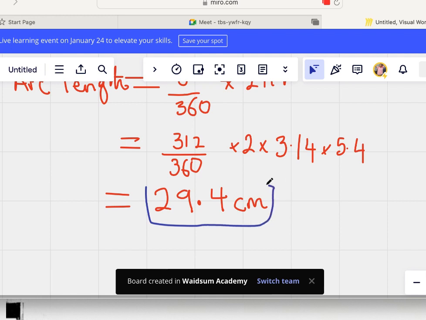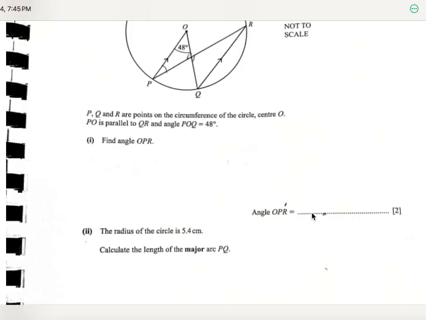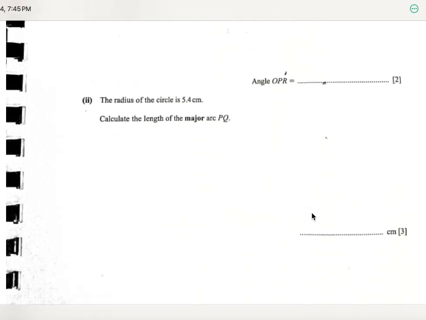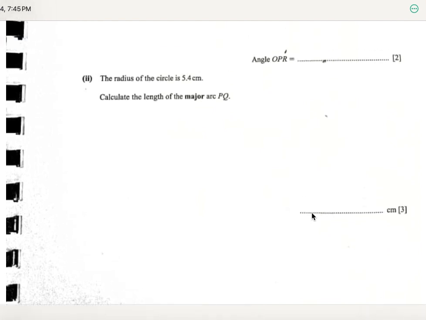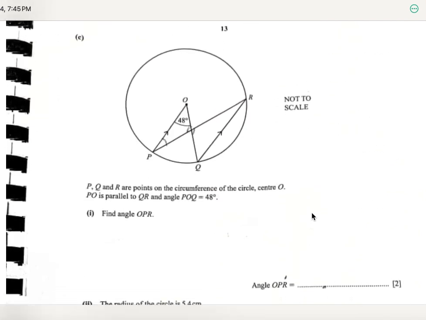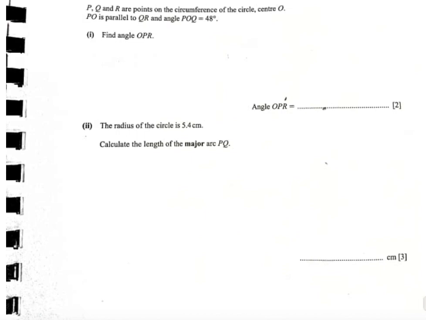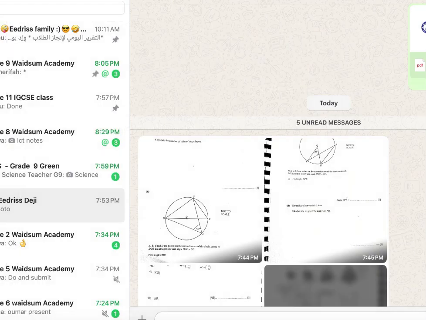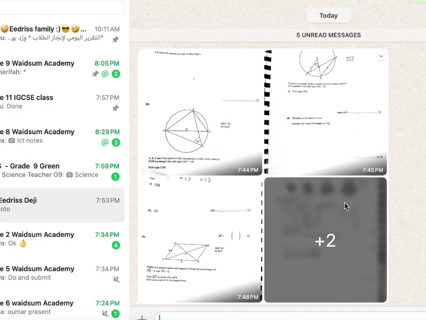So you see how the question connects from angle property. You are also asked to calculate the arc length, the length of the major arc. So you have to keep practicing. We have to keep doing questions and be able to solve them. And remember, the secret to exam is you should not be scared of the question. Once you're scared, you will not be able to do it.